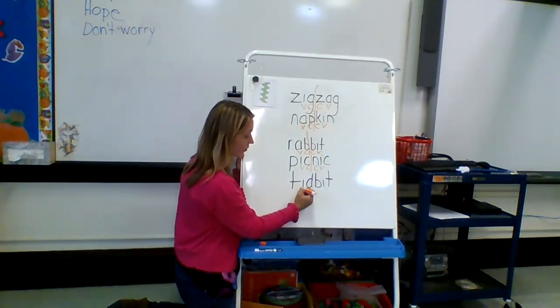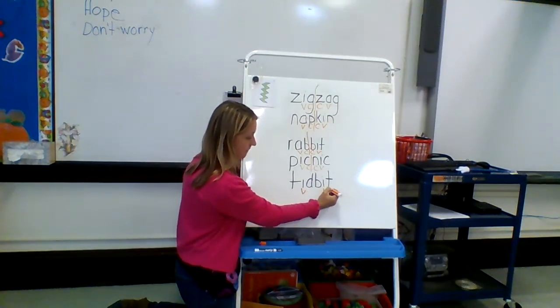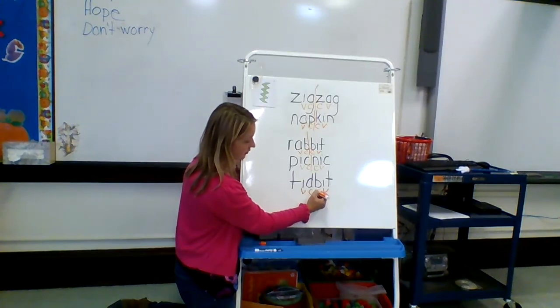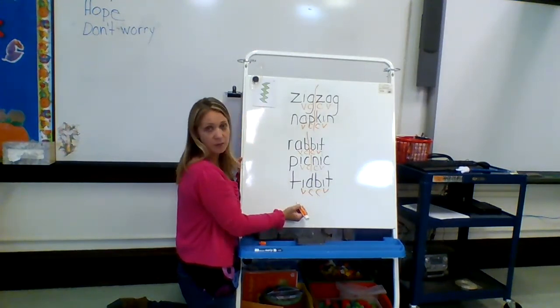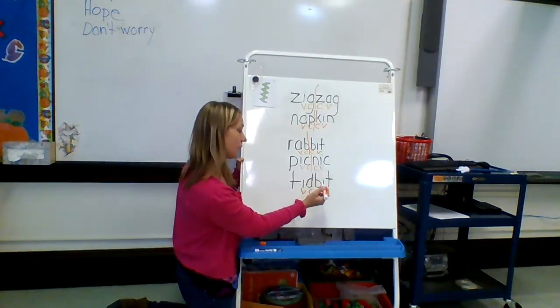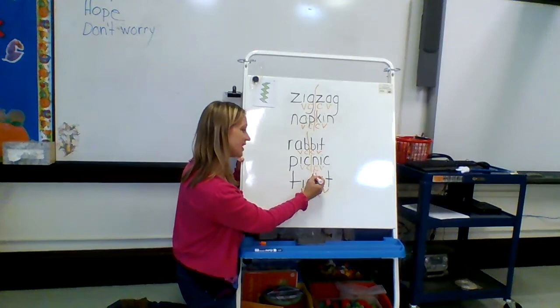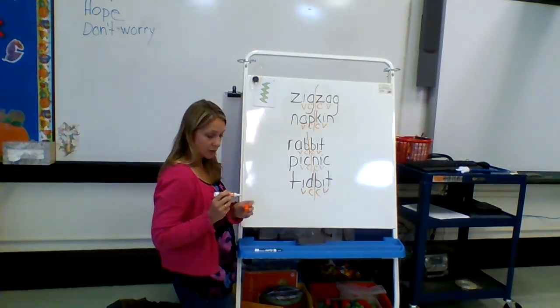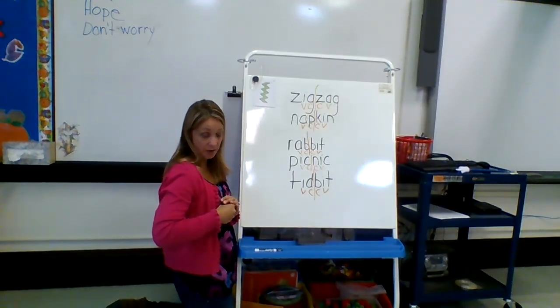All right, next we have tidbit. So we find our vowels, label them, and look for our consonants between the vowels. And where do you think we would divide tidbit into syllables? That's right, between our D and B. And today you get to practice dividing words into syllables on your own.